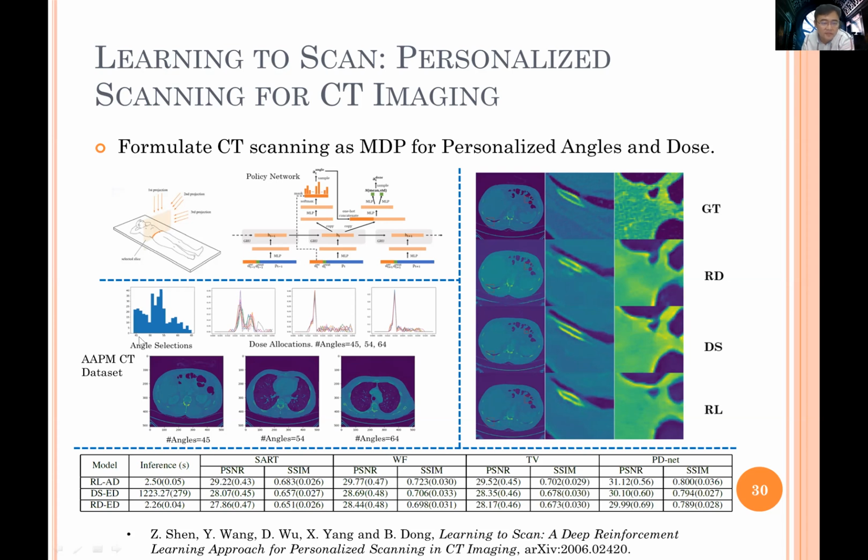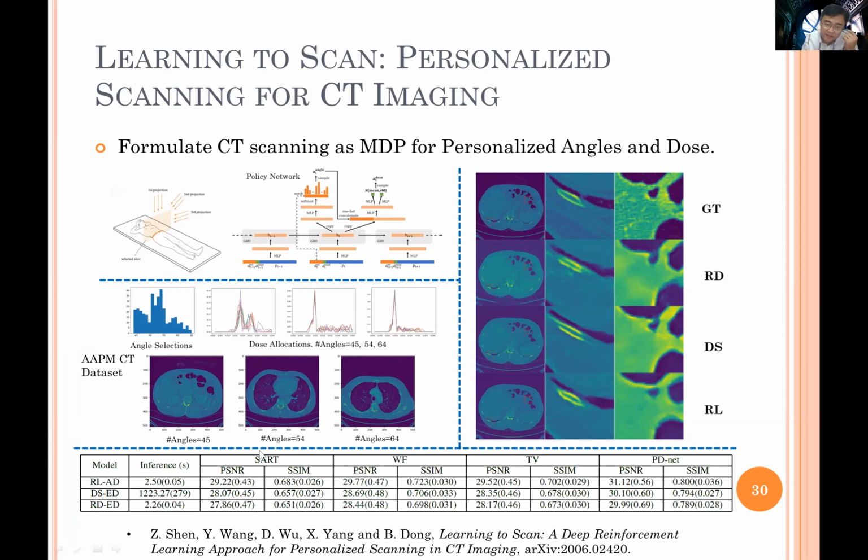And it indeed presents a personalized scanning, because on the APM data set, the test set has 350 images, and the number of angles that the RL actually selected ranges from 45 to 64. It chooses 45 for images that are relatively simple, and 64 angles for images that are relatively complex. And the dose allocations are also different. But if the numbers of angles are similar to each other, the dose allocations are similar to each other.